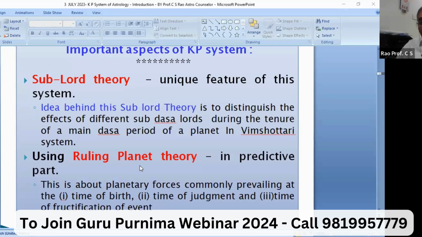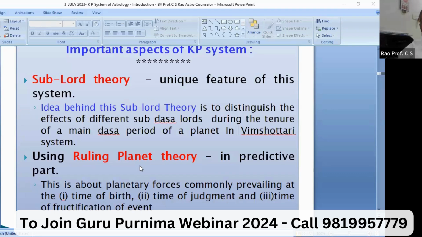Like that, the third point is time of fructification of event. Suppose now I told 4 years back the boy is born. When is he likely to go to the school, education starting? So you are judging on the bhava. Education bhava is the 4th bhava. Education you are searching. When is the education going to fructify? That likely time of event as per the Dasha Bhuktis are also similar to this only. That is the predictive part like that.